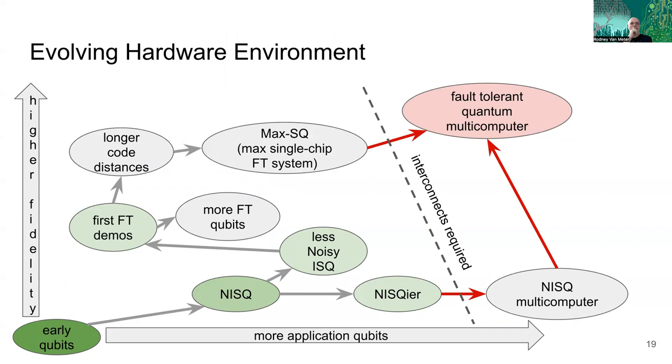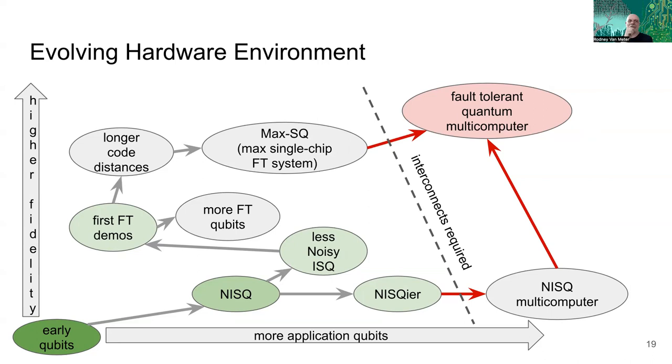In the bottom left, there are early qubits. And obviously where we want to get to is we want to get to having a lot of qubits. So we want to move to the right on this, more application qubits. But we also want to get to higher fidelity. So we want to move from the lower left corner to the upper right corner. And where we are today is essentially NISQ there in toward the lower left corner.